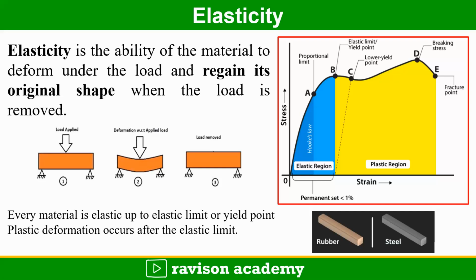and mostly all the materials are elastic up to the elastic limit or the yield point, and plastic deformation occurs after the elastic limit. So in the stress strain curve, you will have the elastic limit or yield point level. Up to this level, the shaded level in the blue color, the body behaves elastically. After that, the plastic region continues.